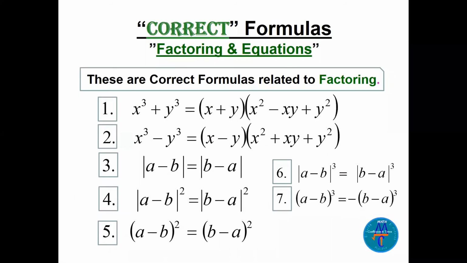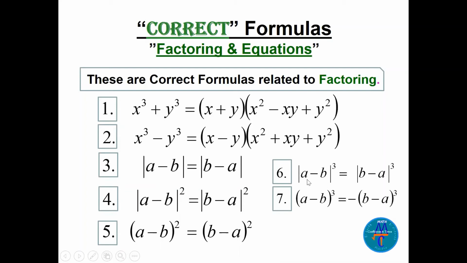Now let's look here at some correct formulas. I have mentioned 7 here. You can use them anytime. They are completely true. Like the first one, the sum of 2 cubes, we need to factor. This is the correct formula. The difference between 2 cubes, this is the correct formula. Remember absolute value, we don't take a minus, and the squared.